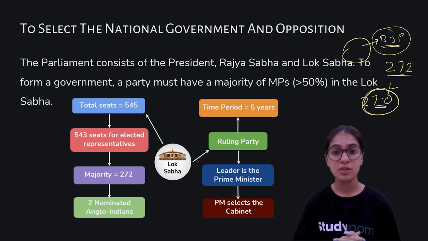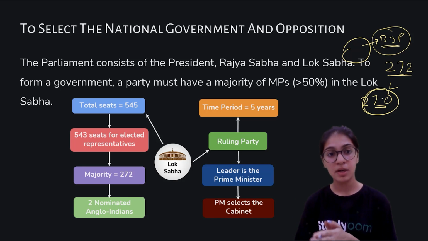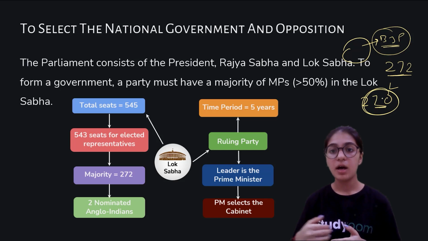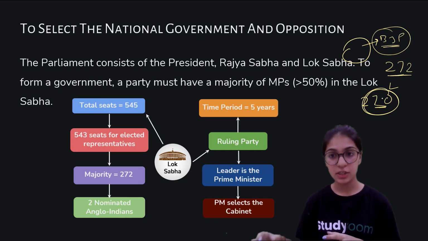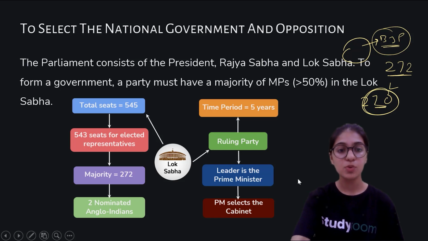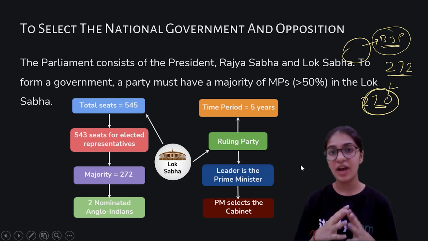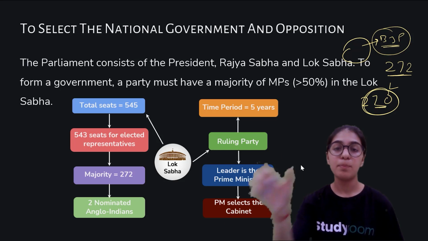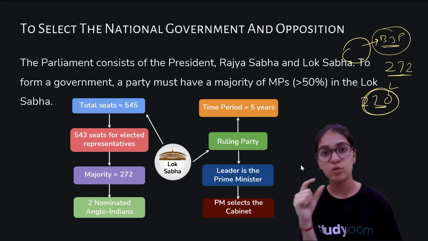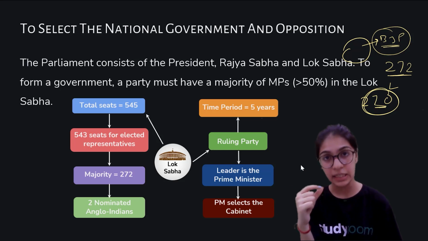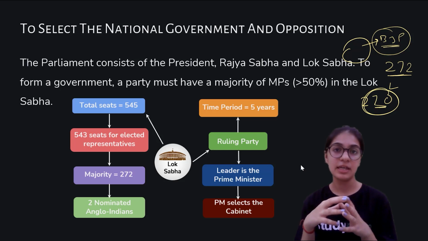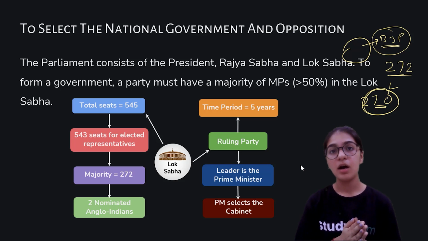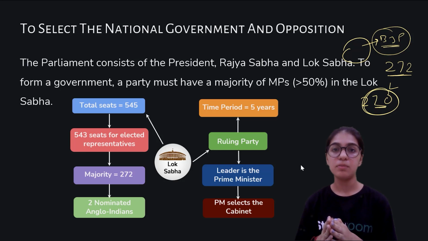The parliament consists of the president, Rajya Sabha and Lok Sabha. To form a government, a party must have a majority of MPs, that is more than 50%, which is 272 in the Lok Sabha. All right, so there are total seats 543 plus 2, which makes 545. Those plus 2 belong to the Anglo-Indian community.